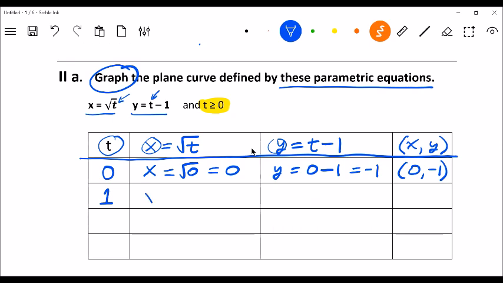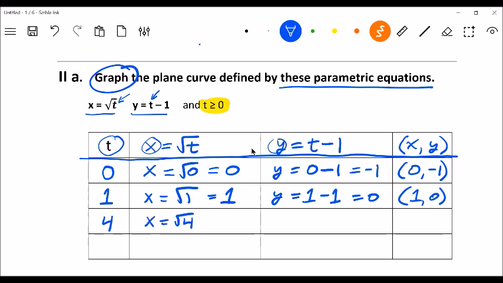So let's go to 1. X is equal to the square root of 1, and the square root of 1 is 1. And that same 1, y is equal to, the t is 1, so we're going to put 1 in there, and that comes to 0. So now we have a 1 and a 0 that we'll graph. I'm going to choose to put a 4 next because it's a perfect square, and that makes this easier because then we have a 2. Y is equal to, the time is 4. 4 take away 1 is 3. So we got a 2 from the x and a 3 from the y.